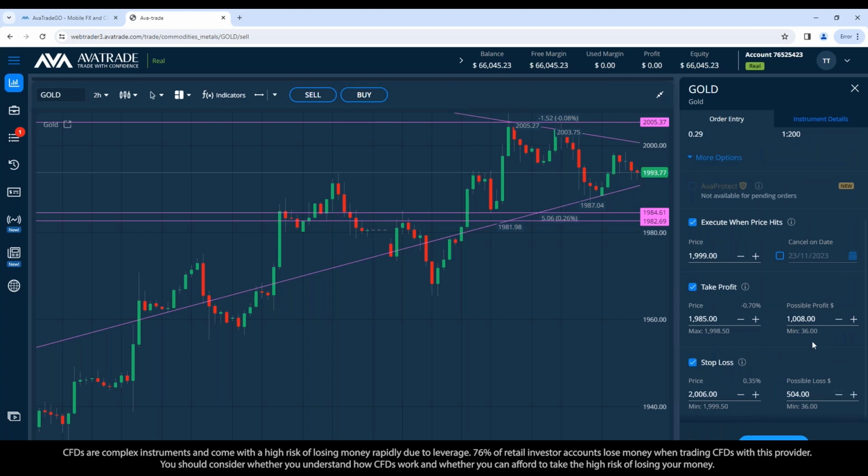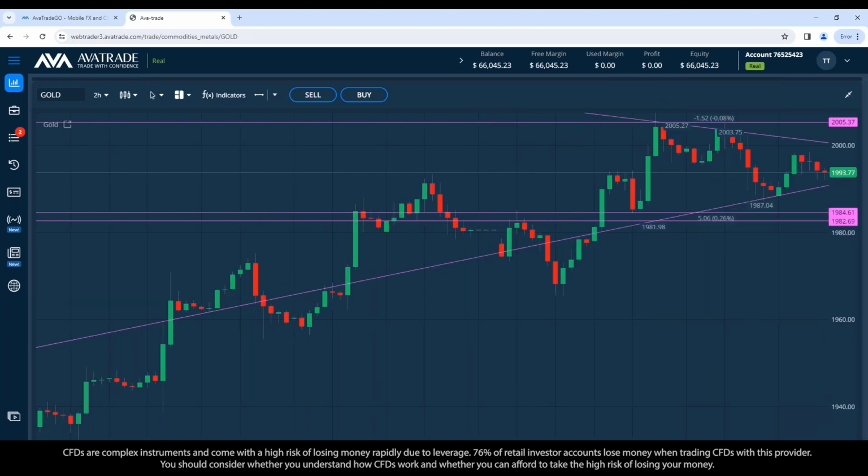504 and possible profit 1008. Okay, so that sell pending order is in now. So now I'm in a situation where for sure I will have a trade on gold. I don't know when, but for sure I'll have a trade because at some point it will either reach this resistance or it will reach this support.